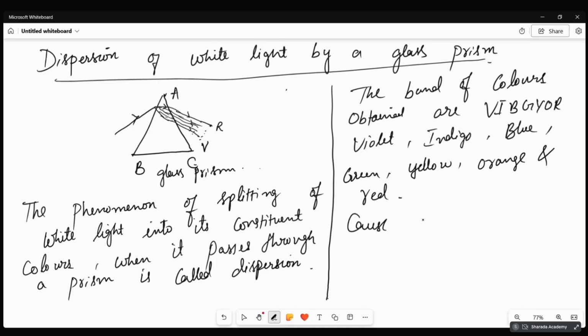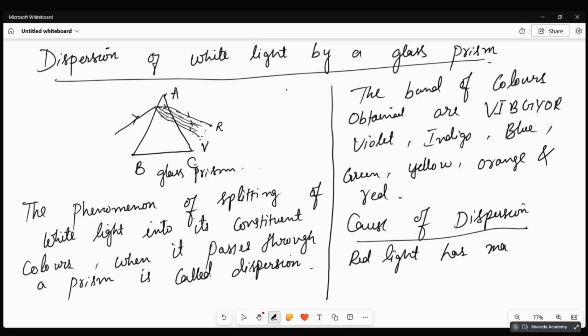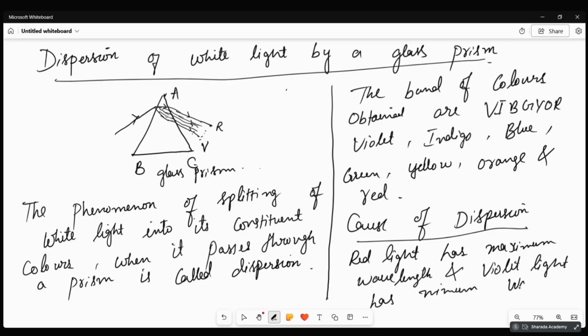Next, cause of dispersion. Red light has maximum wavelength, and violet light has minimum wavelength.